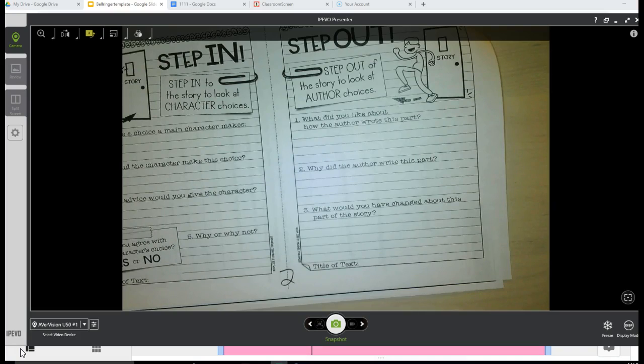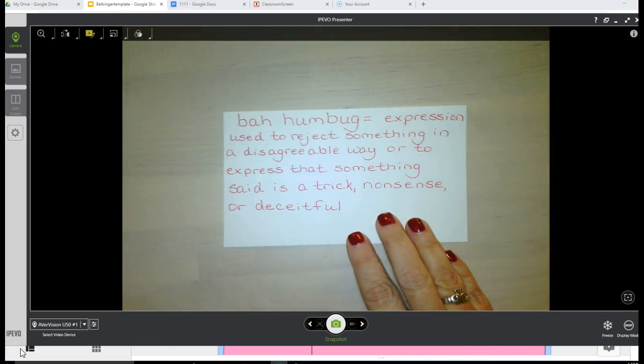Okay, the last thing I wanted to share with you today is a little bit of research, because one of the students asked me what bah humbug means. To be honest with you, although I've heard it over and over again in different versions of A Christmas Carol, I honestly had no idea what that phrase meant. So I wanted to understand it, and of course I used Google and looked up the meaning of that phrase. I wanted to share that with you.